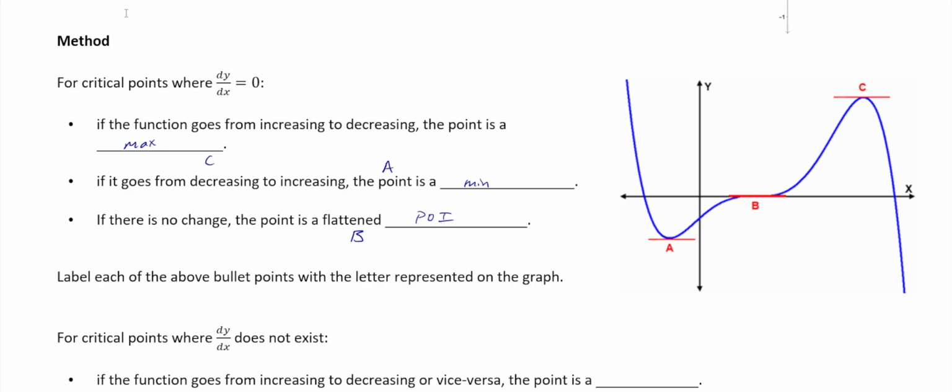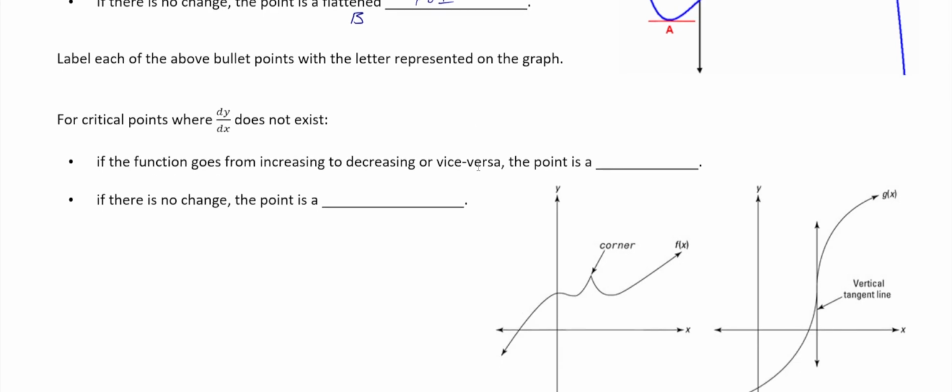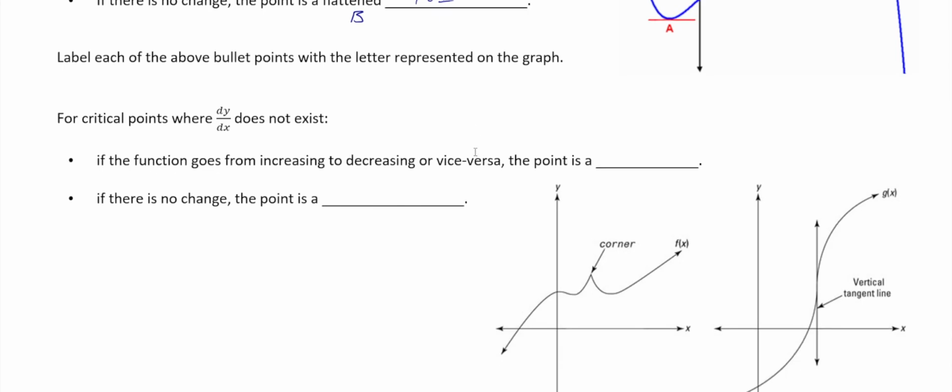Okay, for critical points where the first derivative does not exist, if the function goes from increasing to decreasing, or vice versa, then the point is a cusp. You can see right here, if you take a look at our first derivative, right before the cusp, first derivative is positive. Right after the cusp, first derivative is negative. So that point right there, remember, first derivatives don't exist on cusps, but since the sign changes before and after for the first derivative, the point is a cusp.